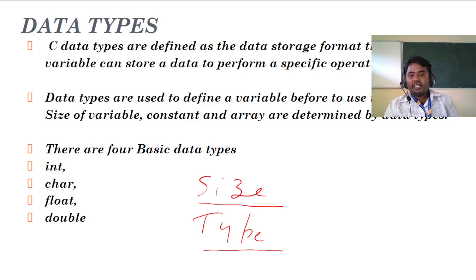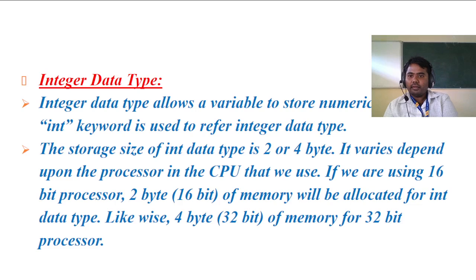Okay. So data type is defined as the data storage format that a variable can store to perform a specific operation. It tells the size of the data as well as the type of the data which we can store inside the program. There are basically four data types: int, character, float, and double. In these four data types, there are subdivisions also. We'll see that. The first one is the integer data type.